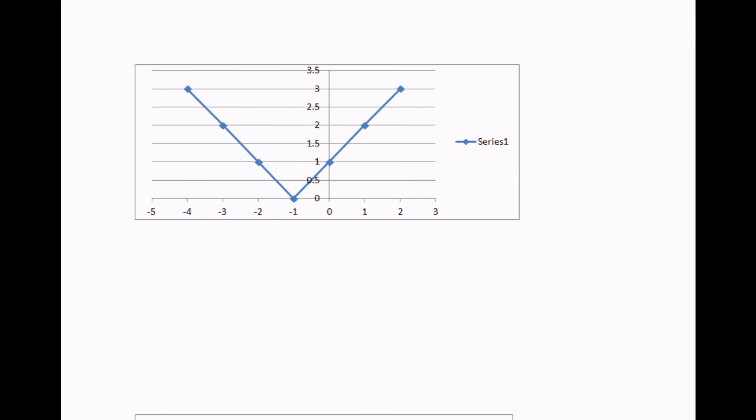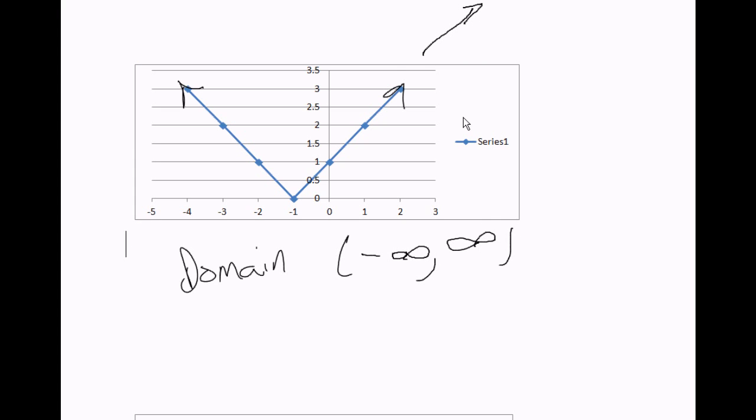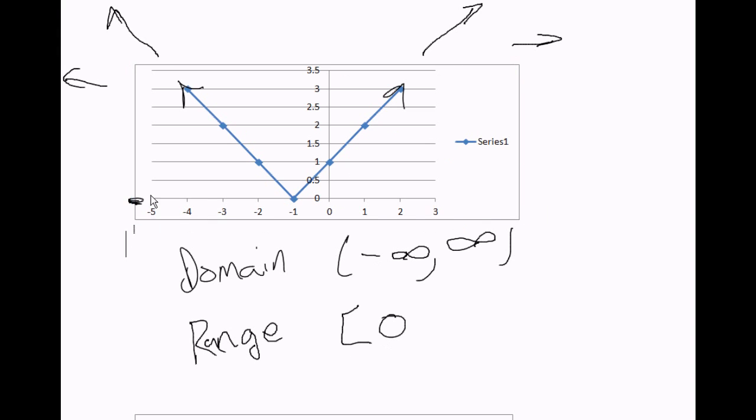Okay, let's move on. The V-shaped graph, the absolute value graph. What is the domain? Once again, you should have arrows on here. This graph goes on and on and on. In other words, it goes to the left, all the way to negative infinity. It goes to the right, way over here, all the way to positive infinity. This graph keeps on going to the left and to the right, all the way to positive and negative infinity. That's the domain.